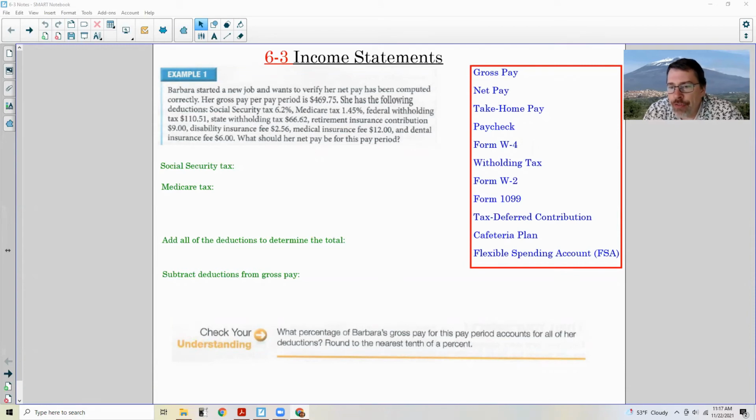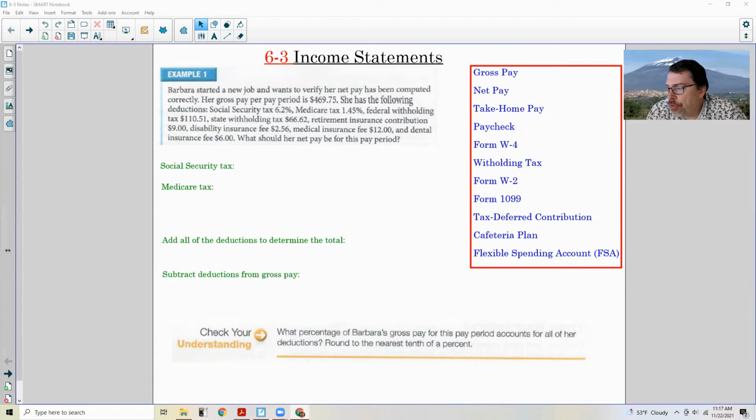A 1099 form is a form that reports other income. If you wait tables, your tips would be on a 1099 and that kind of thing. So it's a form used to report other income made from interest on bank accounts, interest from stocks and royalties, tips, that kind of thing would be on a 1099.